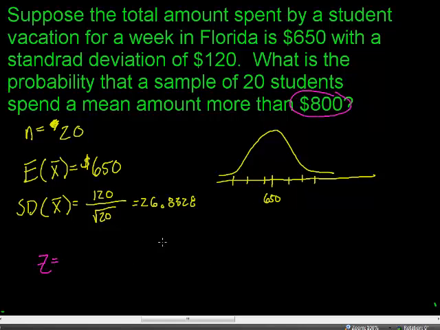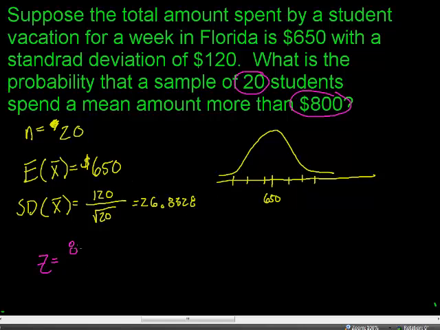But wait a minute, a z-score implies the normal model. Let me run through those conditions real quick. Hopefully this is a random sample. 20 random students. It didn't say that, but I just have to assume it. 20 students is certainly less than 10% of all students that go on spring break down in Florida. I'm sure of that. And I also have to assume that 20 students is big enough. Now we're going to find out that even if it's not, we're still okay. And I'm going to explain that shortly here.